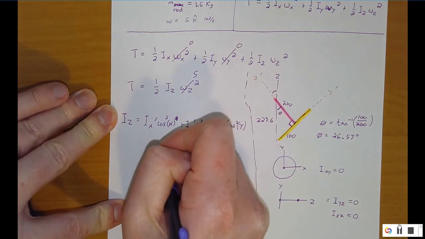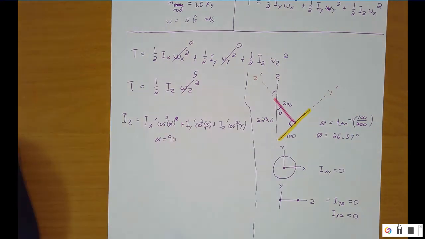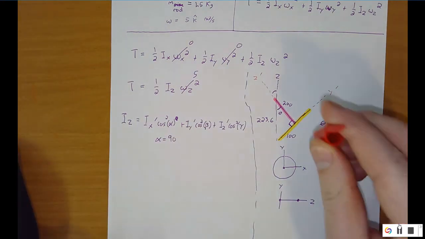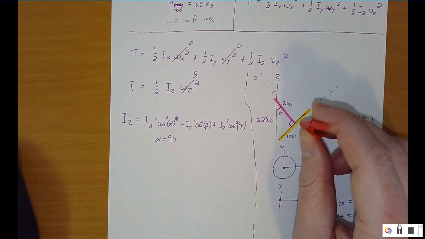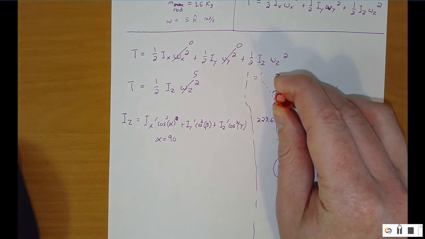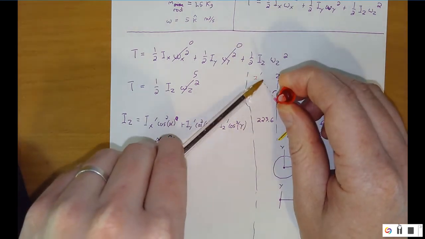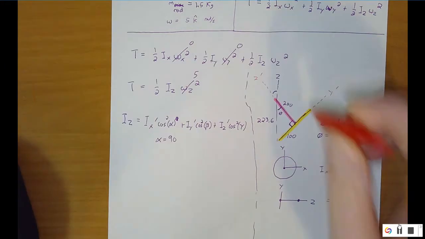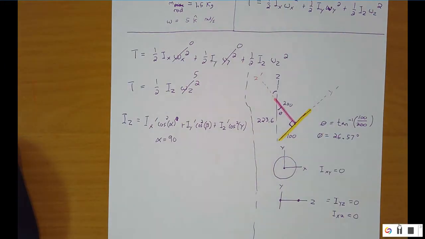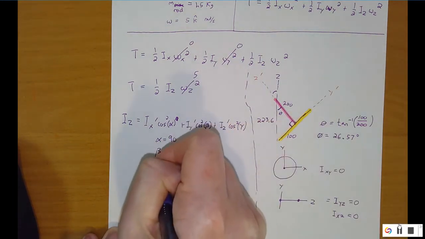So alpha will be 90 degrees. So x is straight out of the page, and it'll still be straight out of the page when I rotate. So it's then going to be 90 degrees over to our new z-axis. Our z, beta and gamma.